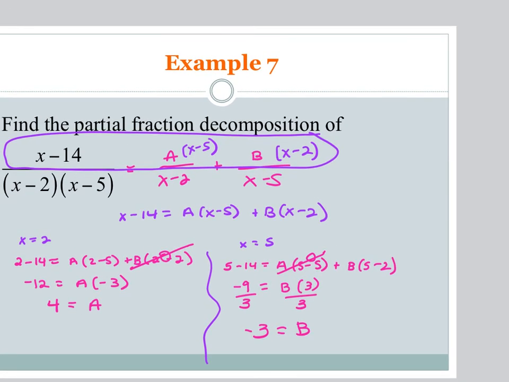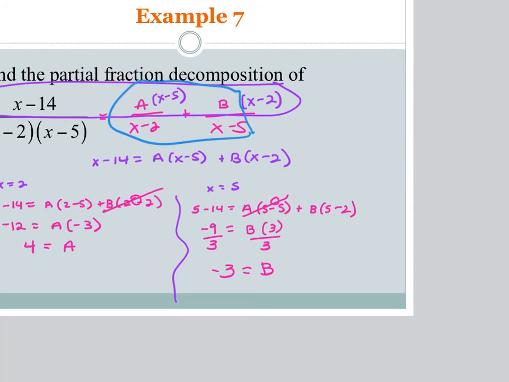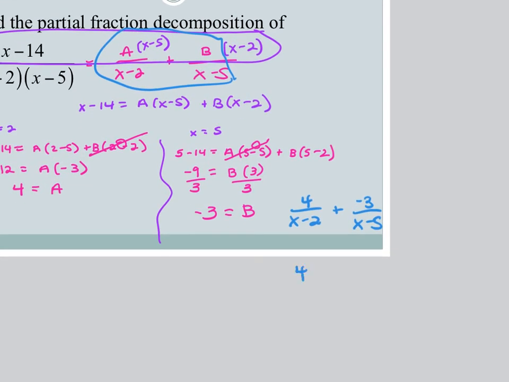So my answer is, remember this, with my a and my b plugged in. So 4 over x minus 2 plus a negative 3 over x minus 5. And we don't normally see the negative on the numerator. So when there's a minus, we pull it to the middle. So this is 4 over x minus 2 minus 3 over x minus 5. So if the numerator has a leading negative, we pull it out. We make it the minus in between.